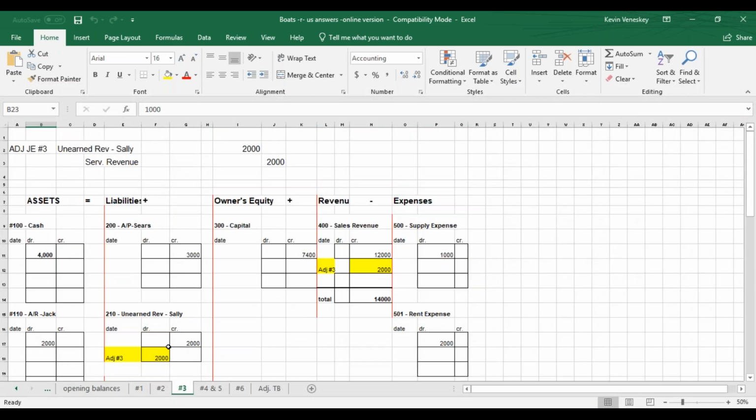Number 3, remember we had debited the unearned revenue and credited our service revenue.